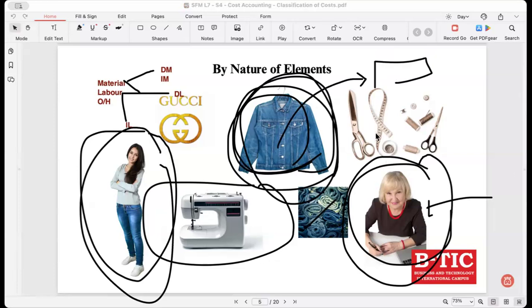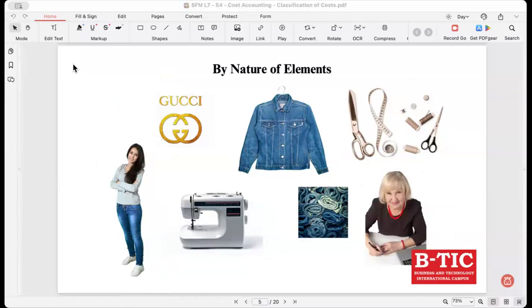Clear? And then you have overheads. Now, what do you mean by overheads? Overheads means the other costs that are not directly tied up with the production process. So here, rent, utilities, electricity bill, these come under factory overheads.